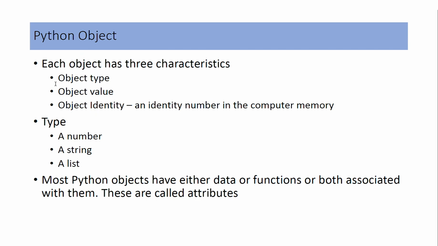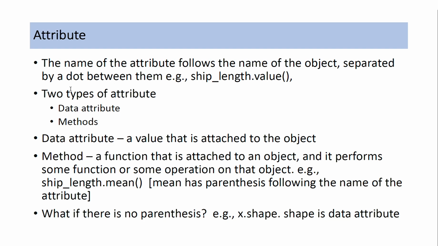So for Python objects, each object has three characteristics: object type, object value, and object identity. The type can be a number, a string, or a list. Most Python objects have either data or functions or both associated with them, and those are called attributes. The name of an attribute follows the name of the object, separated by a dot between them. Example: ship underscore length dot value.